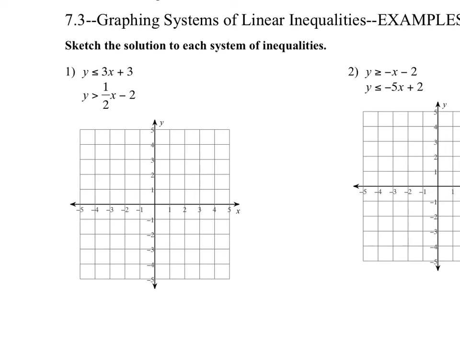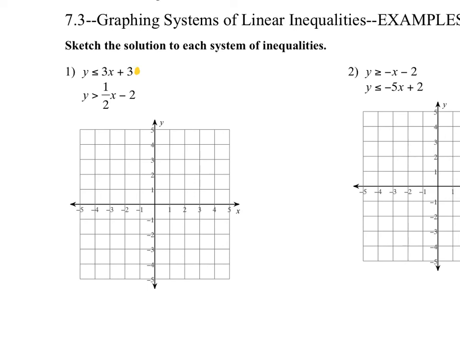Number 1 gives me 2 different lines. The first one is y is less than or equal to 3x plus 3. The second one, y is greater than 1/2 x minus 2. Now, the thing that's nice about this first example: are both of these already in slope-intercept form? Yes, they are. They are ready to be graphed. So, watch how I am going to do this, okay? The first thing I'm going to do is I'm going to have a yellow line, okay?